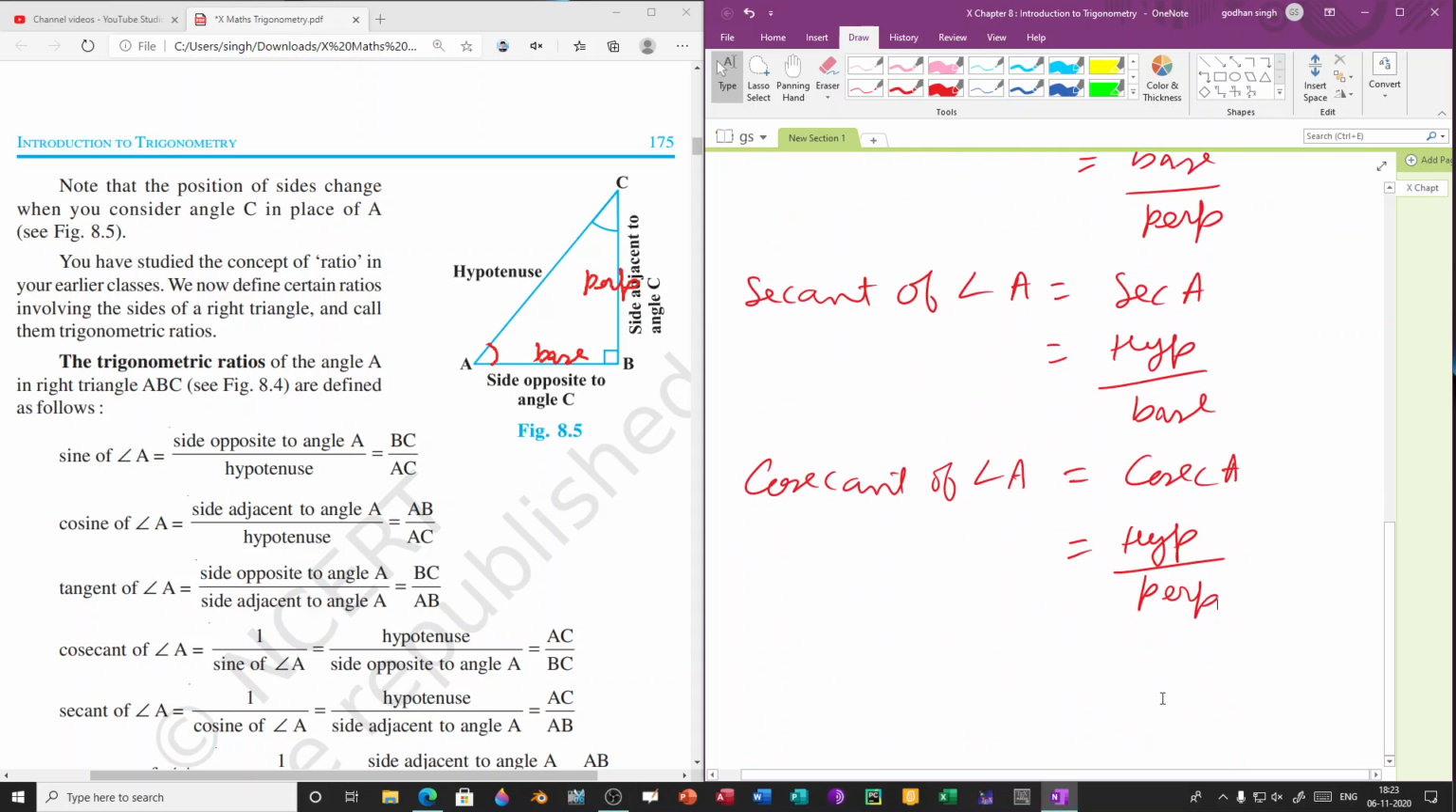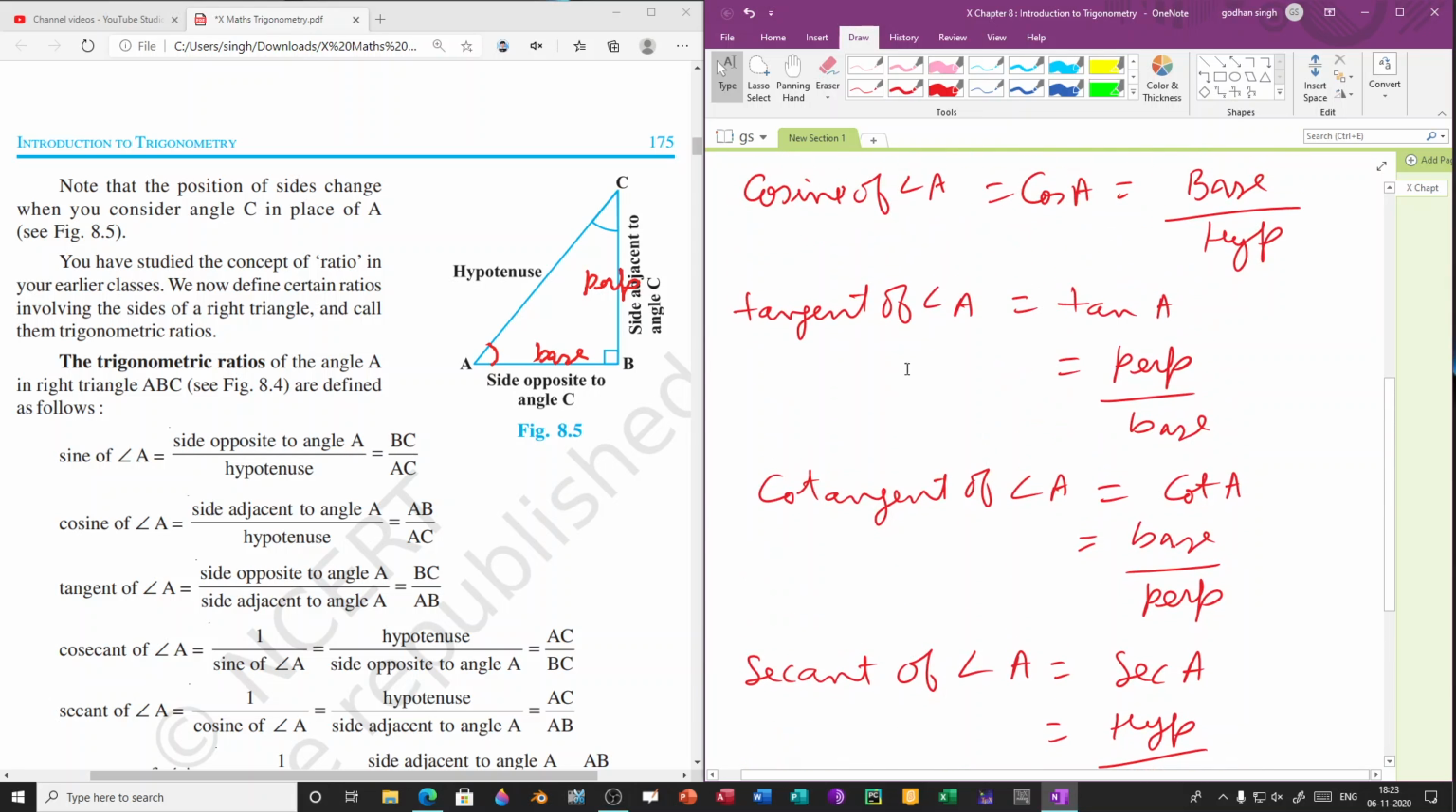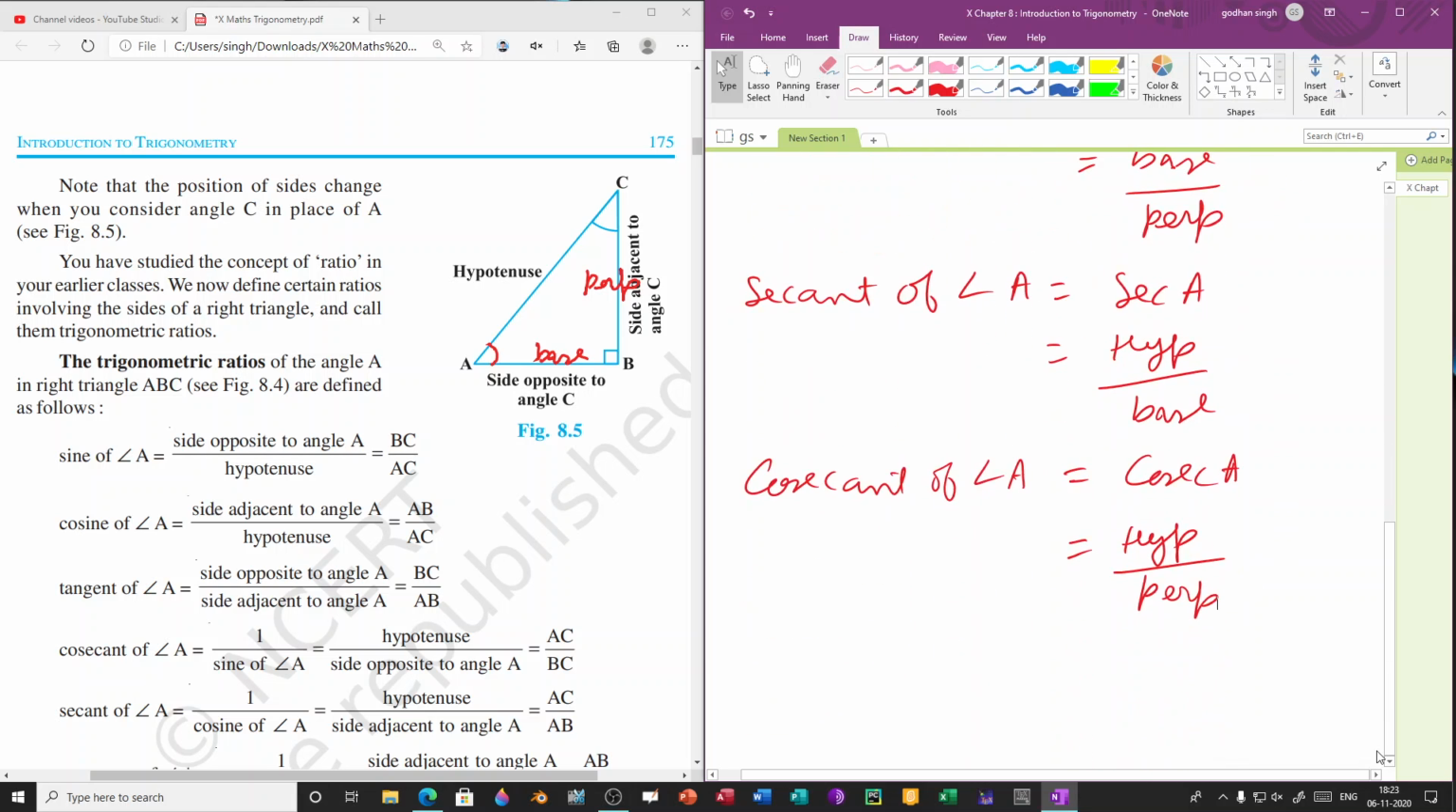So these are the main trigonometric ratios, and from this we can easily find more results. So let us do that. What we have seen is that tan A and cot A are reciprocals of each other, because tan A is perpendicular over base and cot A is base over perpendicular. Therefore we can say that cot A into tan A equal to 1. So this is one result.